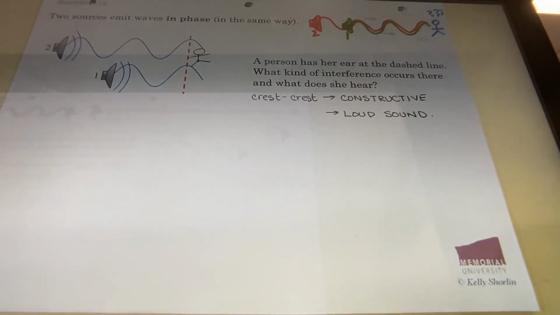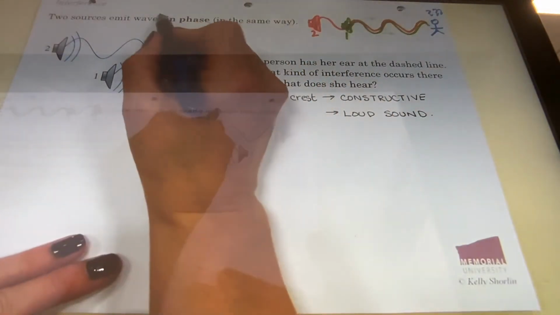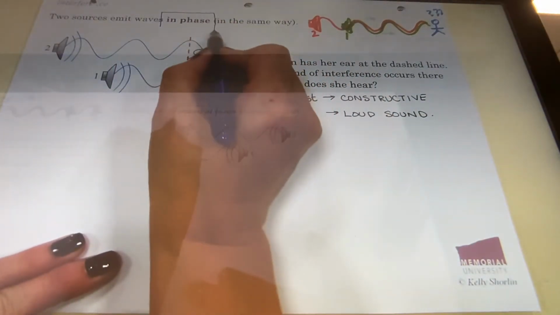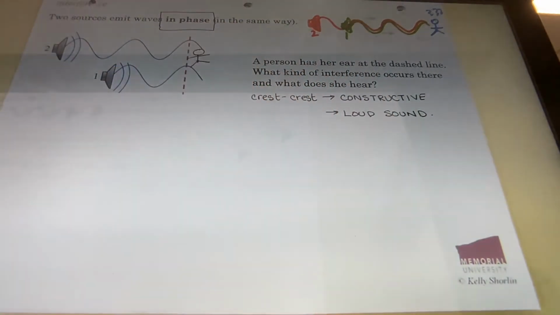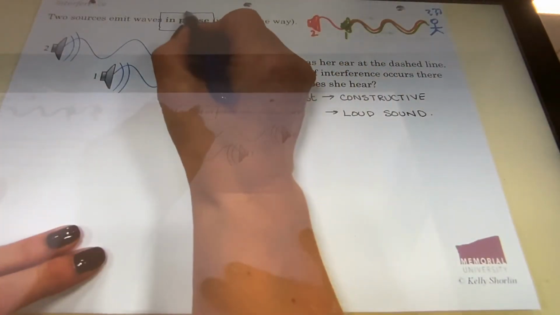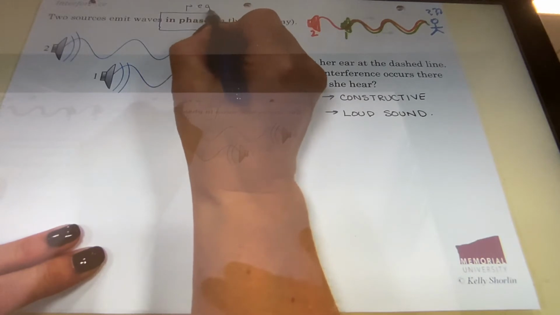So our assumption at the beginning was that our sound waves are emitted in phase. To make sure we all understand what this means: when the sound comes out of the speaker, it's coming out the same way from both speakers. Both speakers might be emitting sound at a crest, or both might be on a trough, but whichever it is, it's exactly the same. That's what in phase means. So in phase, for example, both emit on a crest.